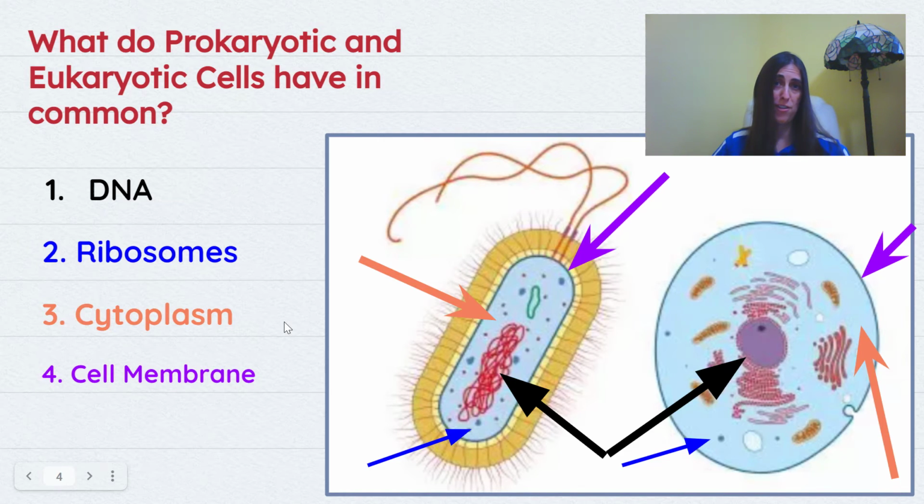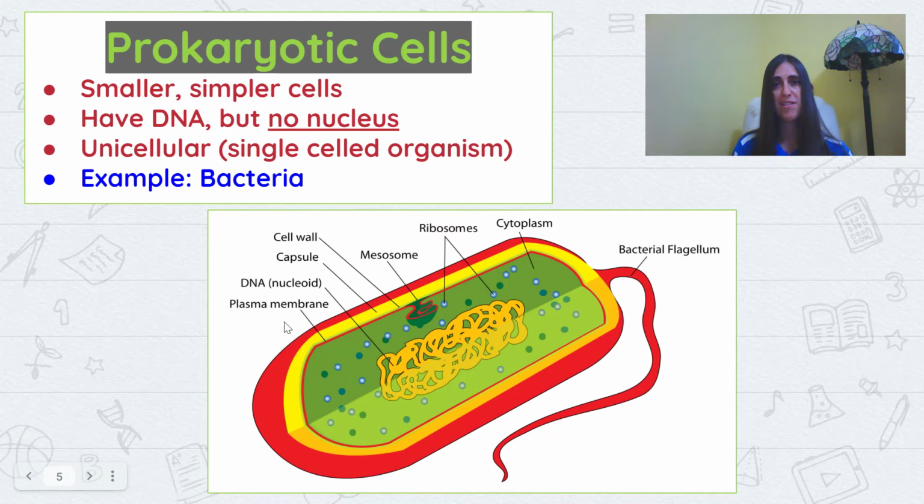Now let's look at some differences. We'll look at prokaryotic cells first. Prokaryotic cells are smaller and simpler cells. They are only found in unicellular organisms. Prokaryotic cells, the biggest difference I would say is that they do not have a nucleus. It has the DNA that it needs in order to replicate, but it does not have a nucleus. Examples of prokaryotic cells would include all different types of bacteria.